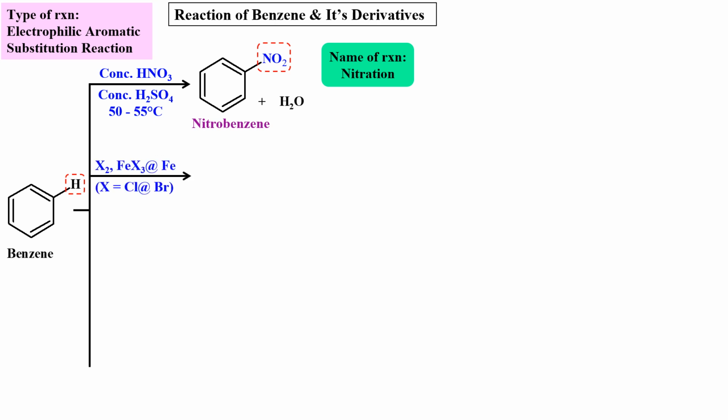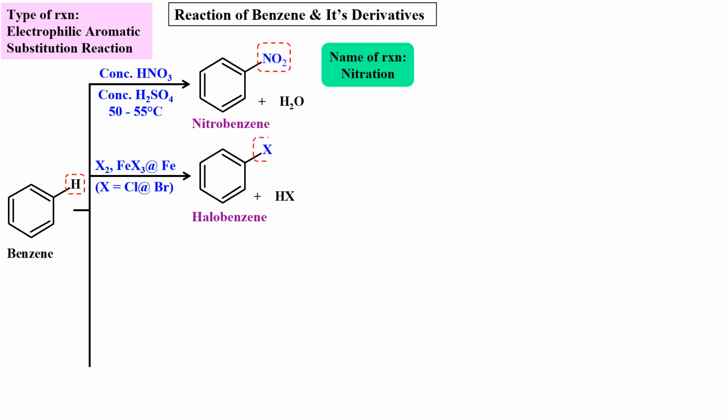Benzene reacts with halogens X2, which can be Cl2 or Br2, in the presence of a Lewis acid, FeX3 or Fe, which acts as a catalyst. If chlorine is used, the catalyst is FeCl3. If bromine is used, the catalyst is FeBr3. The products are halobenzene and hydrogen halide. If chlorine is used, the product is chlorobenzene. If bromine is used, the product is bromobenzene.